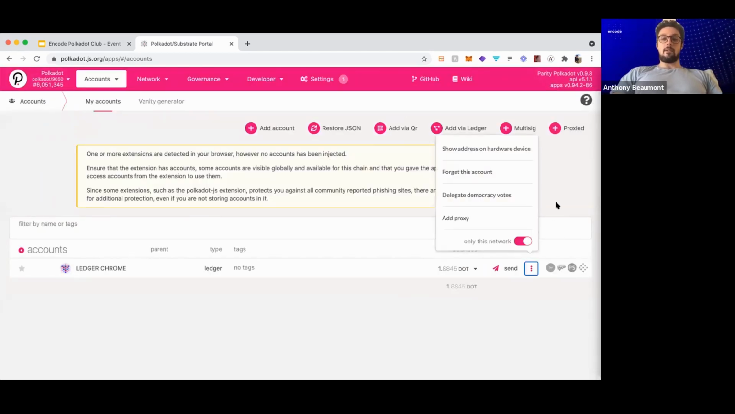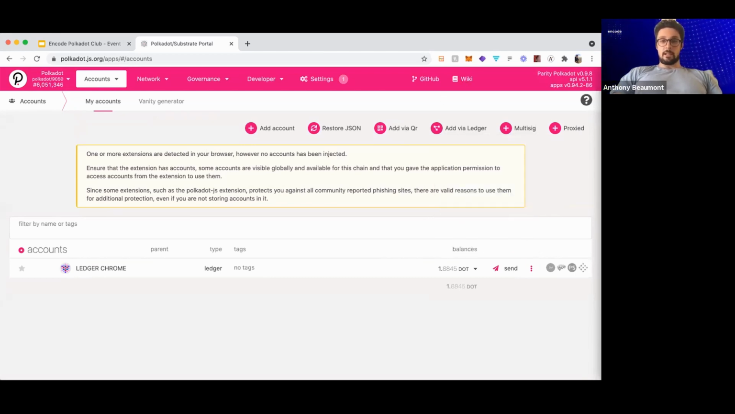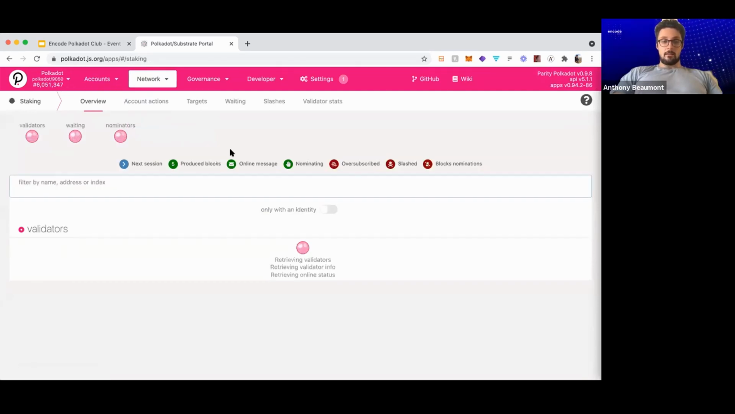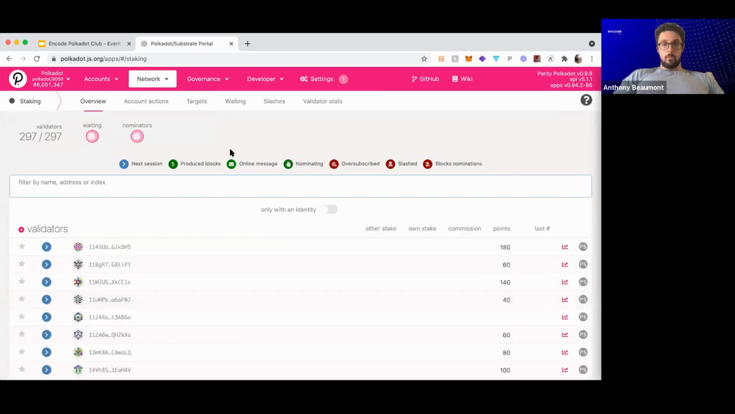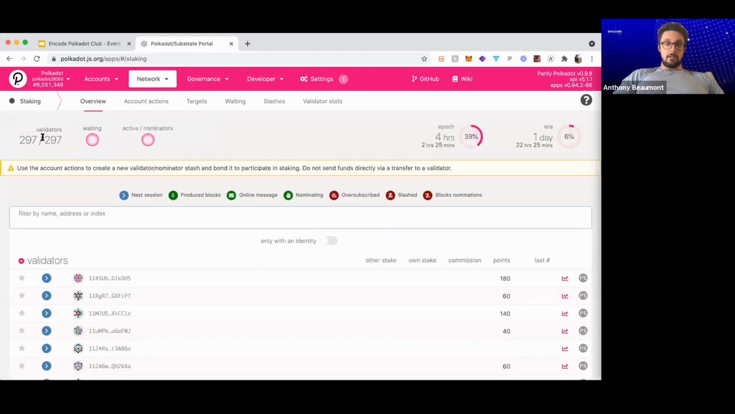You can delegate your votes. You can do many different things. I will keep chat open as I talk. Okay, but let's say we wanted to get into staking. This will take a while to load because Polkadot.js is slow. Cool. So you can see there are 297 validators.